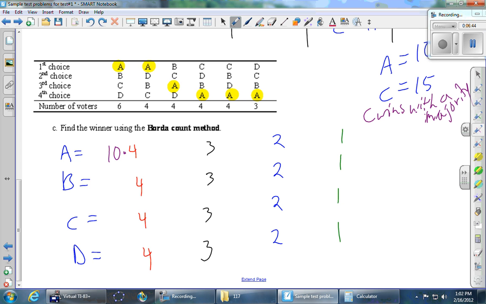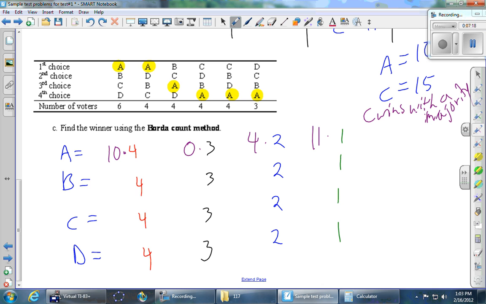How many second place votes did A have? Well, you can see the second row has no A's in it, so 0. That would have been worth 3 points each. And how many third place votes for A? It's just this one column, which is worth 4. And third place votes are worth 2 points. And then finally, how many last place votes? A has a bunch. All of these, 4 and 4 and 3 is 11. So 11 last place votes worth 1 point each.